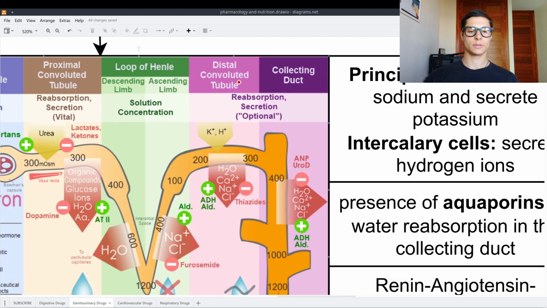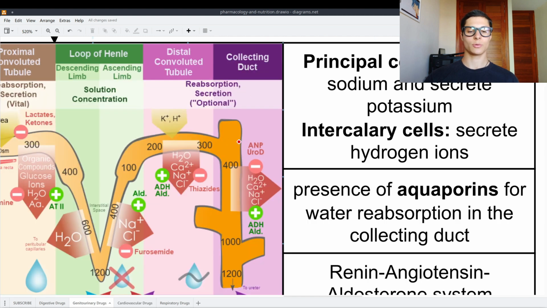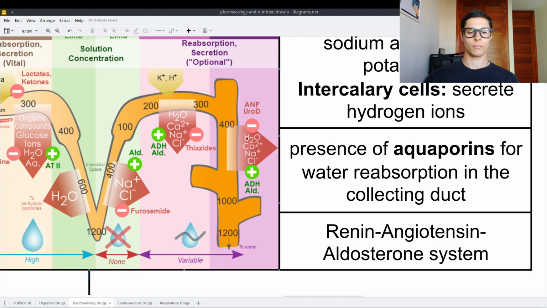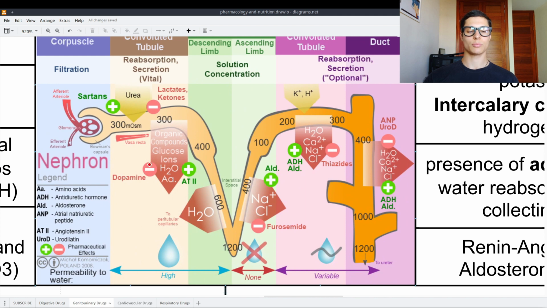In the distal convoluted tubule, we have a secretion of potassium and protons, and a reabsorption of water, calcium, sodium and chlorine. And in the collecting duct, we have a reabsorption of water, calcium, sodium and chlorine. As you can see here, there are already some interactions with the medications. Aldosterone, ADH, aldosterone, furosemide, thiazides, dopamine.